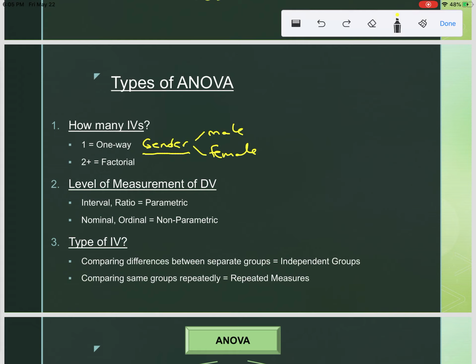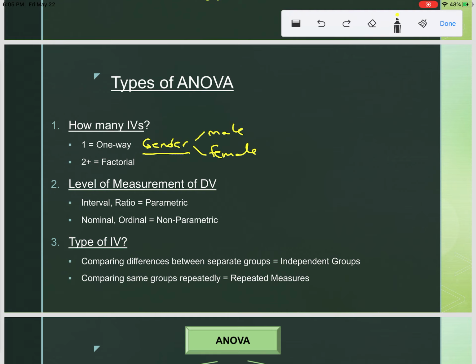And those could have levels as well. But 2 or more independent variables would be factorial. The second question you ask yourself is the level of measurement of the dependent variable, just like I did with the t-test. If your dependent variable has an interval or ratio level of measurement, we have our good old friends, the parametric versions. If it is a lower level of measurement, it's going to be nominal or ordinal, and that means non-parametric. And lastly, which should also sound familiar from the t-test, look at the type of independent variable.